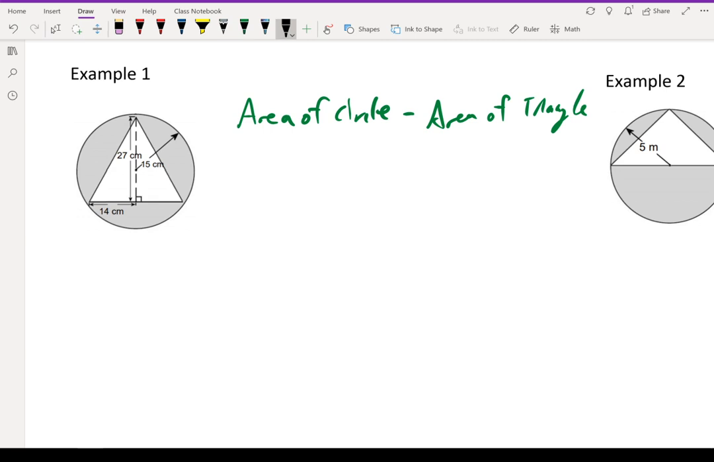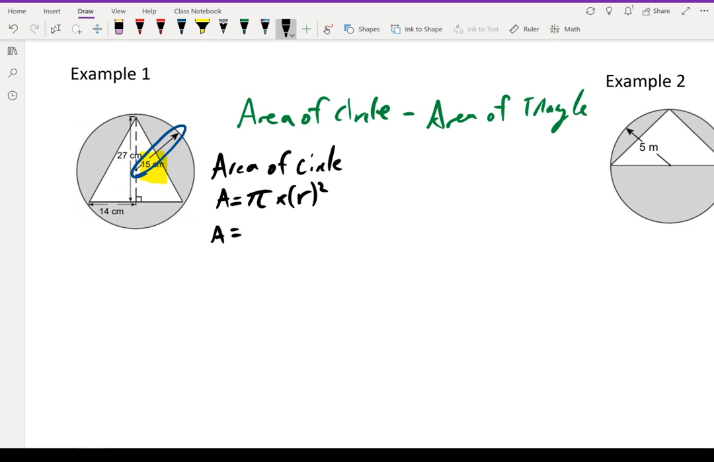First of all, we want to find the area of the circle. So area of circle, A is equal to pi times the radius squared. Remember, the square only applies to the radius. Which value is the radius? This 15 cm, which is this over here, is the radius. From the center to the edge of the circle, that will be the radius. So we can get on with our area.